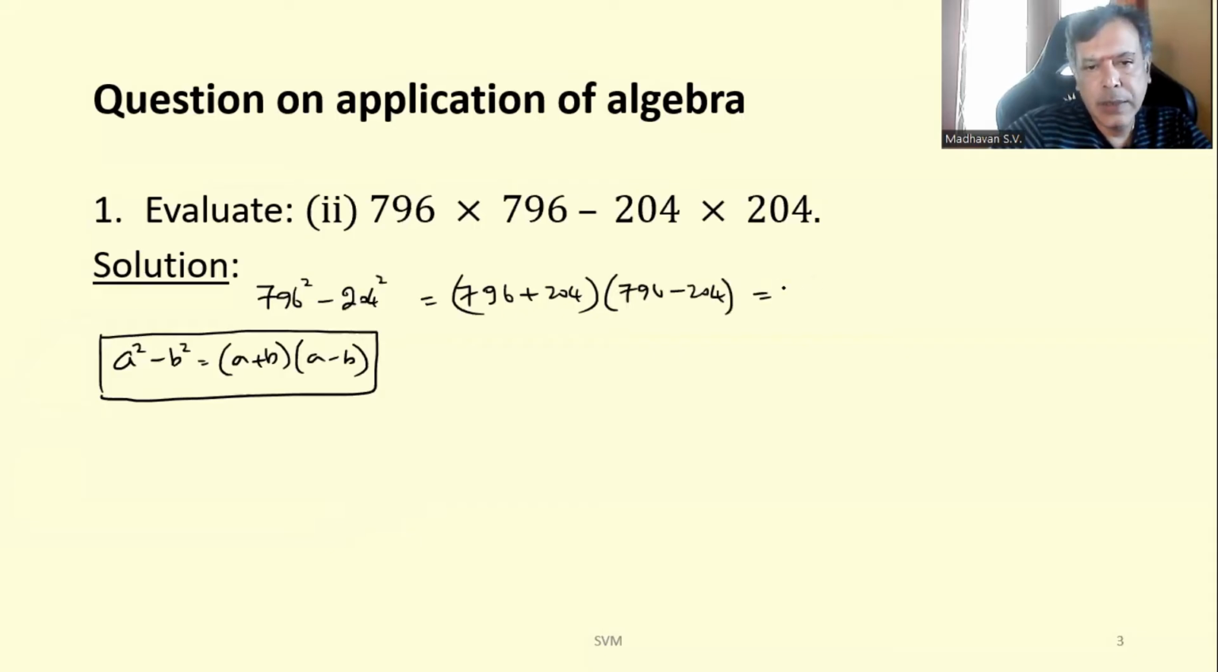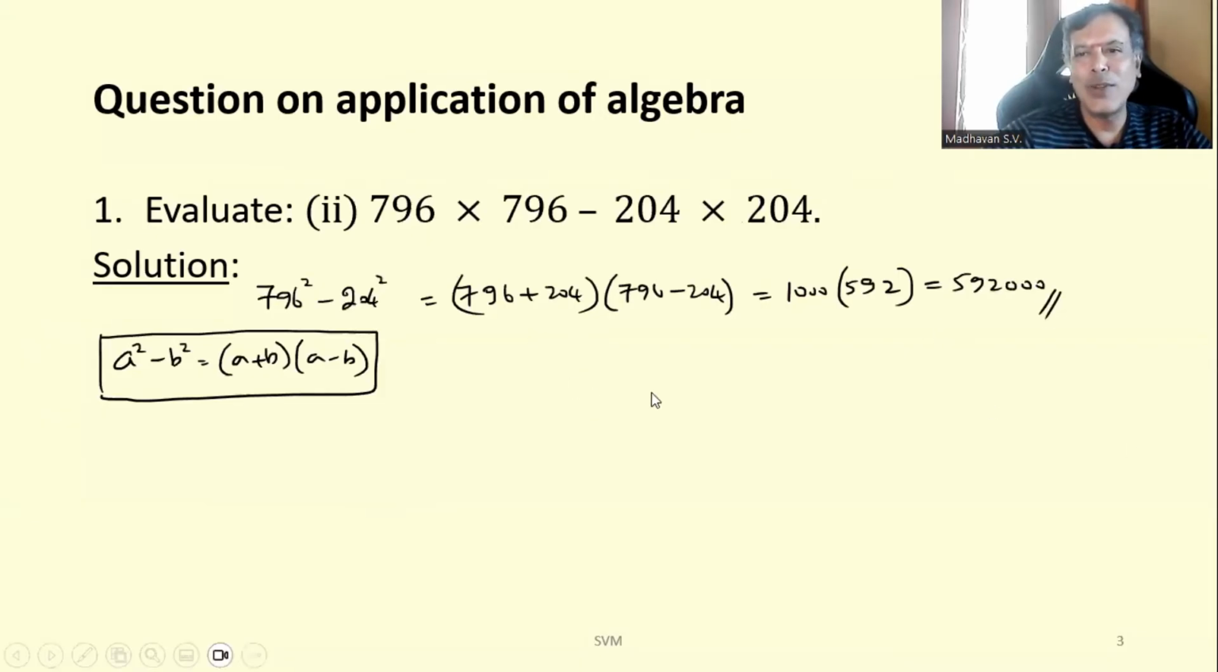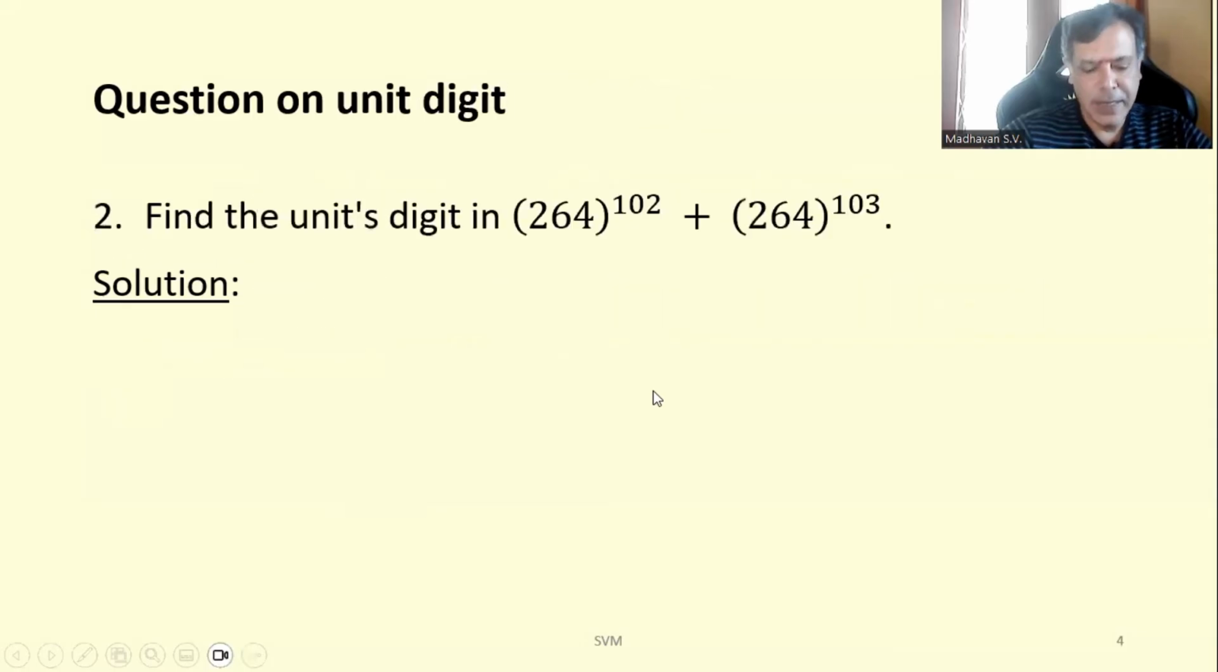First one is 1000 times, if I subtract this, we will get 592, which means if I multiply, now it becomes 592,000. So that is the result for this question. Let us move on to the next. Find the units digit in 264 to the power of 102 plus 264 to the power of 105. In both these terms, 264 to the power of 102 is common.